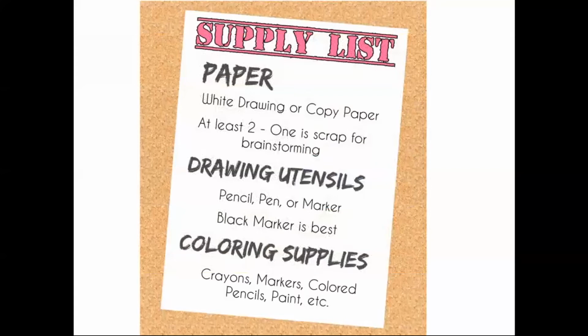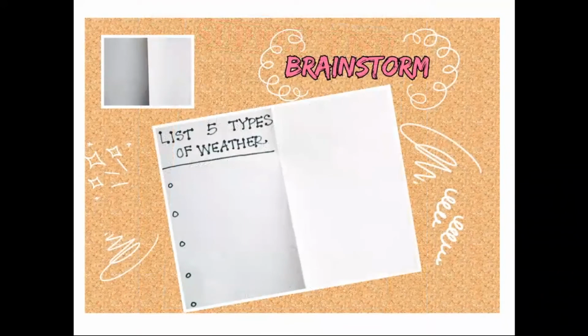And you'll want coloring supplies. How you would like to add color is up to you. For the examples, I used crayons. Let's start with a brainstorm. If you fold a piece of paper in half, it gives you two sections. On one half of the paper, I'd like you to list just 5 types of weather that you know.